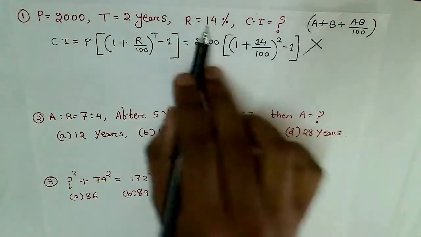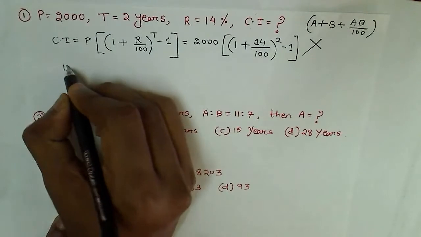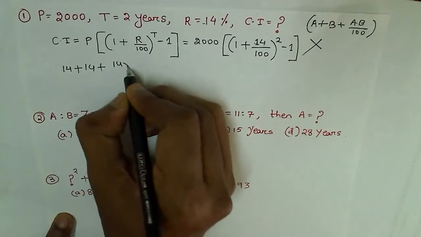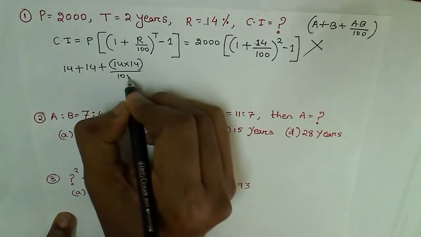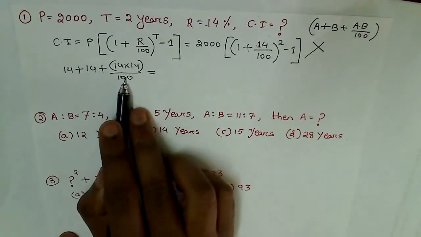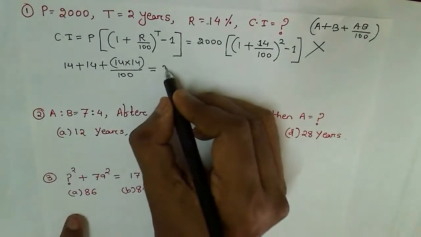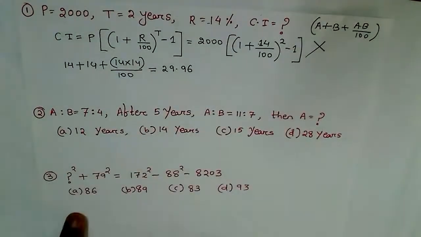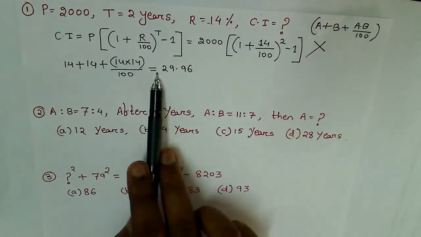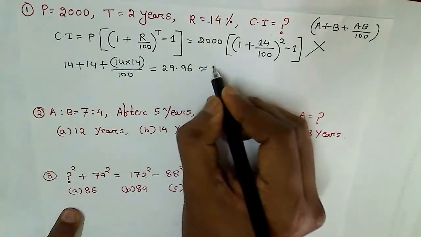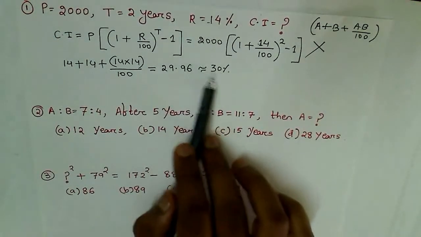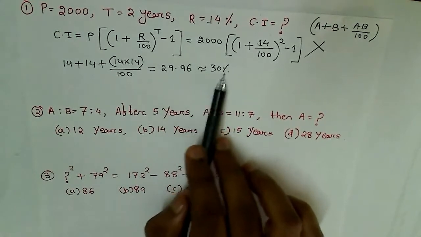For the first year it is 14%. For the second year again it is 14% plus 14 into 14 divided by 100. 14 plus 14 is 28. 14 square is 196, by 100 is 1.96. So the total is 28 plus 1.96, which is 29.96, and approximately we take it as 30%. So the net, effective rate of interest we got is 30%.